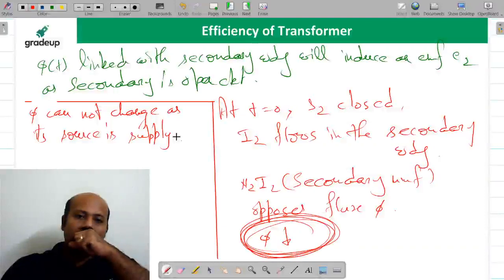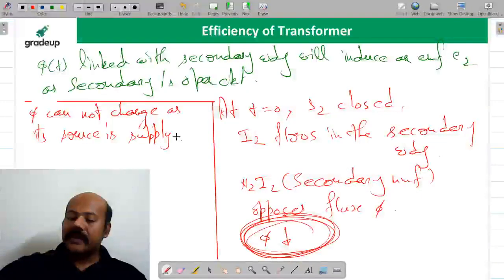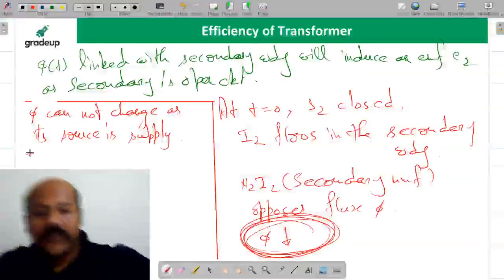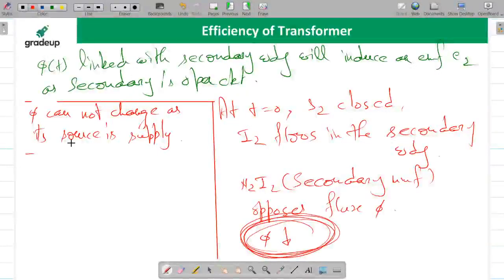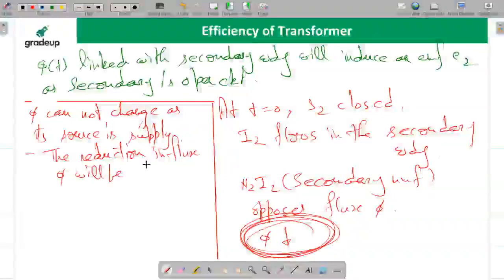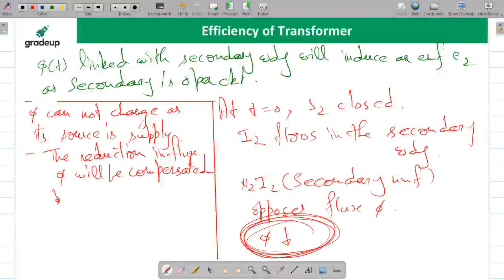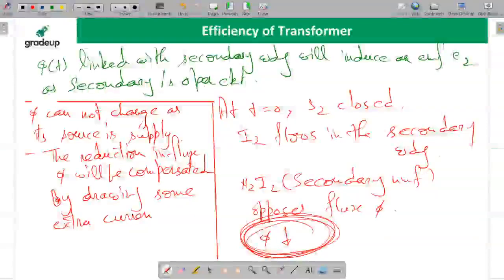And if this flux cannot be reduced, what is going to happen? I am just removing my photograph so that you can see the content on the screen. The reduction in flux will be compensated by drawing some extra current from the source.